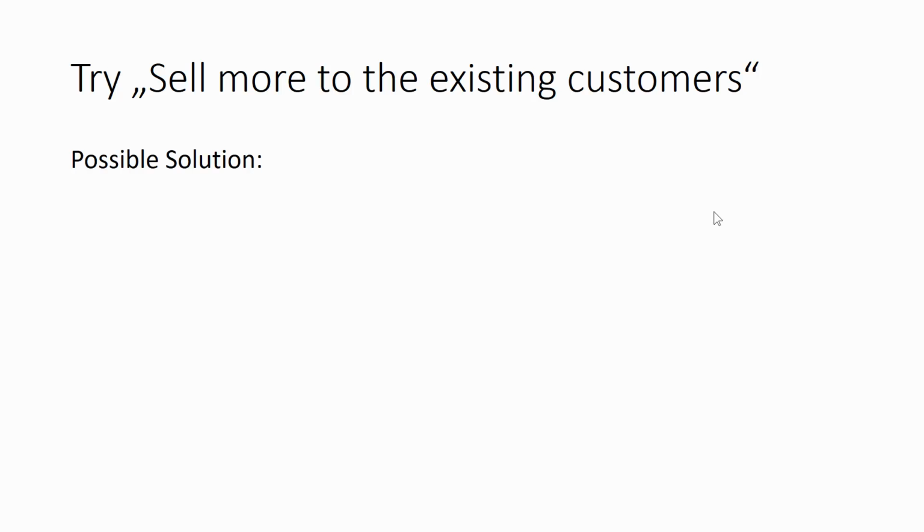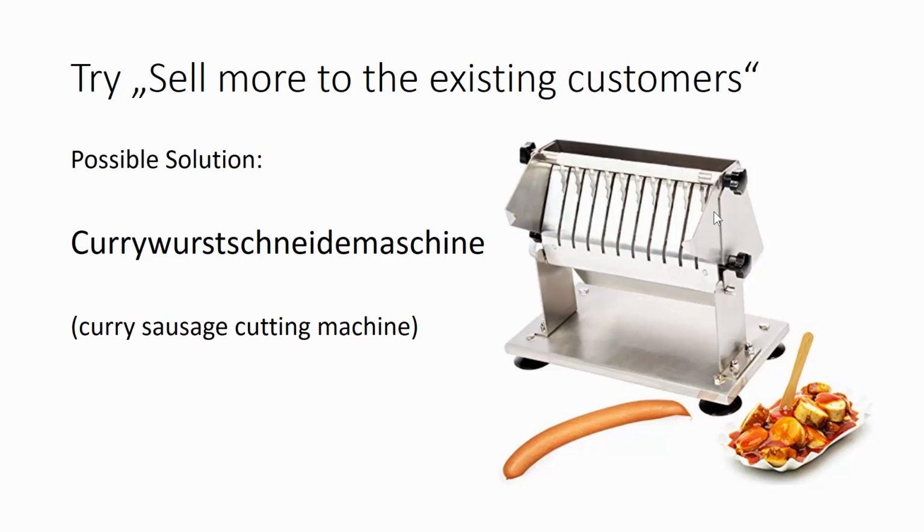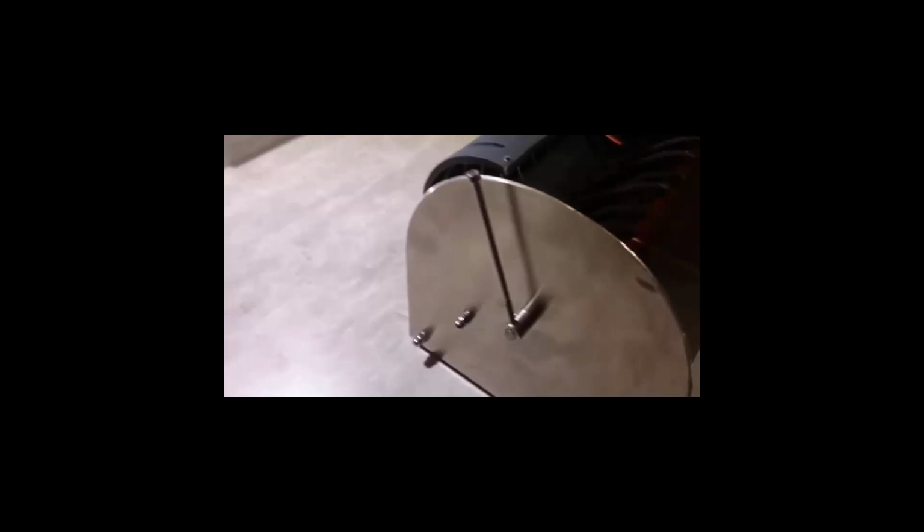A possible solution would look like this. This is a German Currywurst Schneidemaschine. This is a very nice German word, isn't it? It means curry sausage cutting machine. And in the following, I will show you a prototype working. So what we see here is a prototype of a sausage cutting machine.